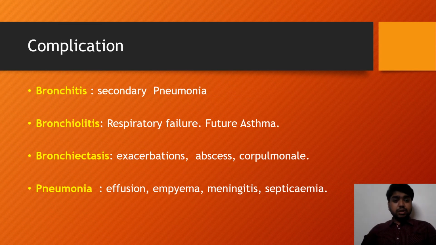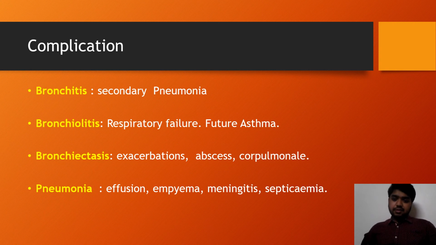And complications: what are the complications? Each specific condition has different types of complications. If it is bronchitis, most of the time they tend to develop secondary pneumonias. With bronchiolitis, the child becomes tachypneic and goes into respiratory failure. With recurrent bronchiolitis episodes, like 3 to 4 times within infancy and childhood, there is a risk of future asthma development in such children.